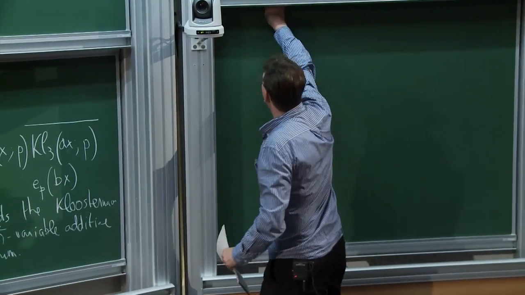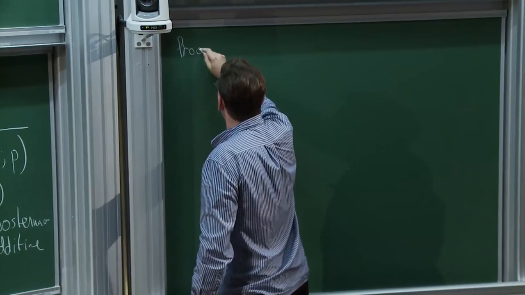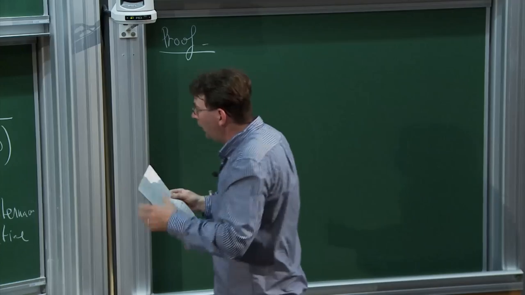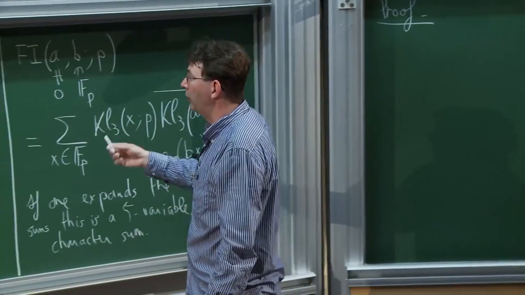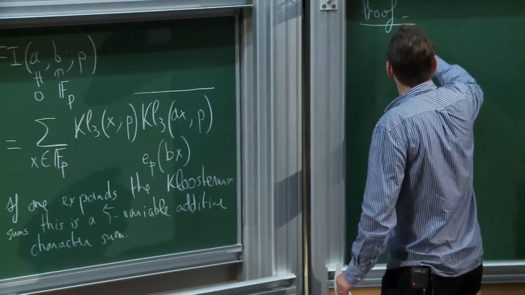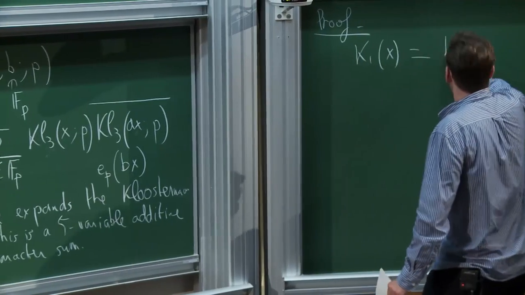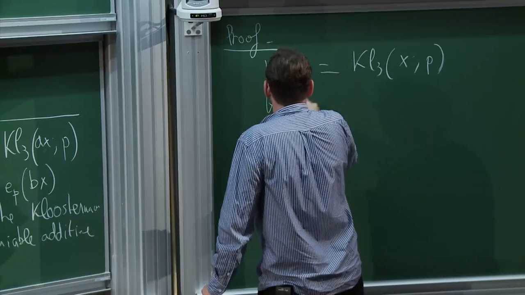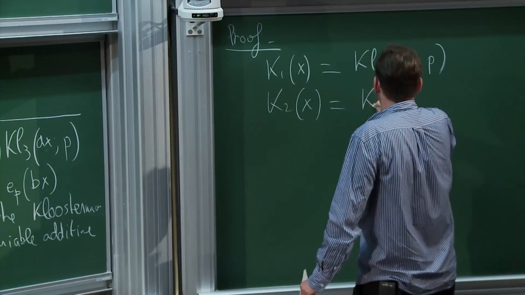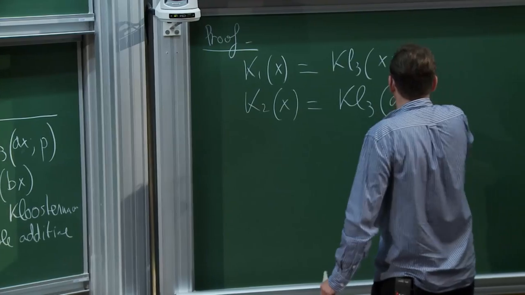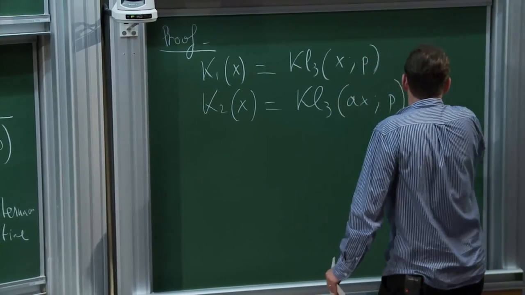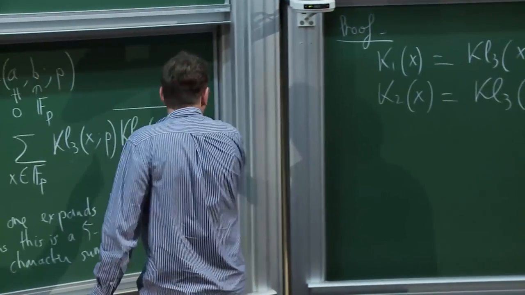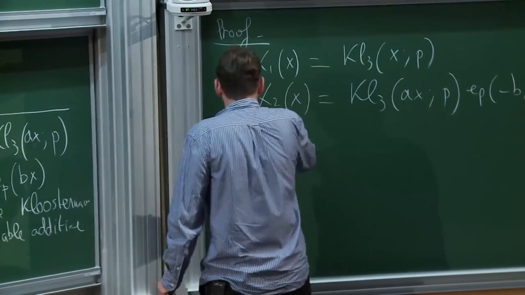So let's try and give a proof of this using what we know and see whether there's a problem. Okay, so we want to write this as k1 times k2, so you can define k1 of x, for instance, to be KL3 xp. K2 of x is KL3 axp times ep of minus bx, so that the conjugate is the second term. So this one is a trace function.